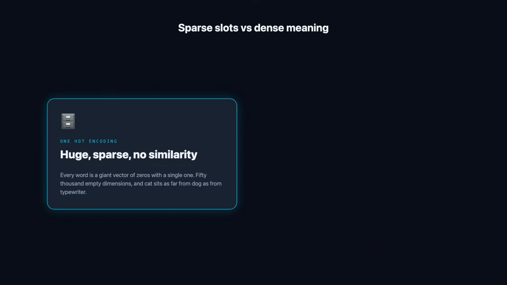So what exactly did this replace? The contrast with the old approach is stark. Every word used to get a giant, sparse vector called a one-hot encoding, all zeros except a single one marking its slot. With 50,000 words, you get 50,000 dimensions, almost entirely empty, and worst of all, no sense of similarity. Cat and dog sit exactly as far apart as cat and typewriter.